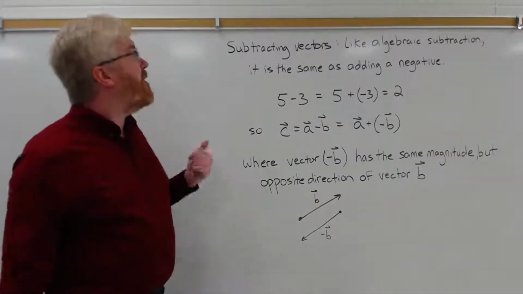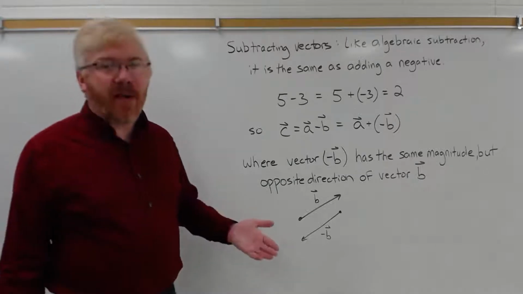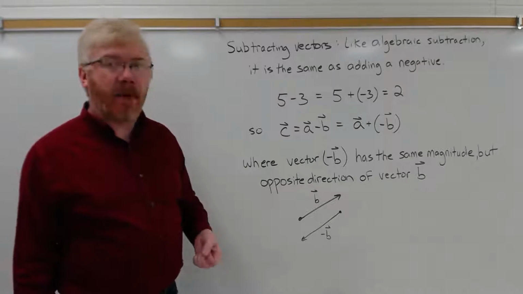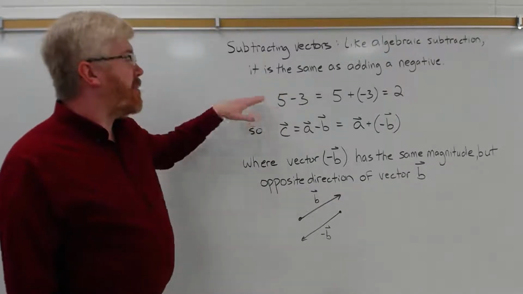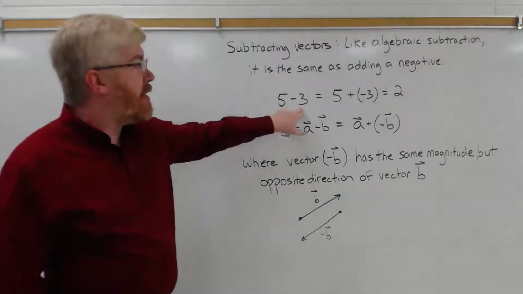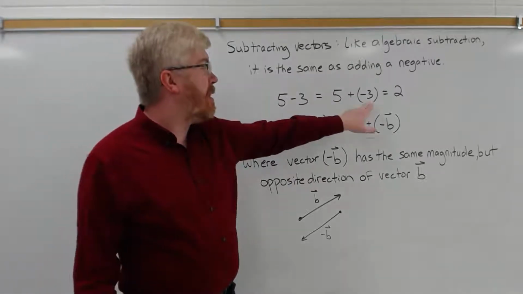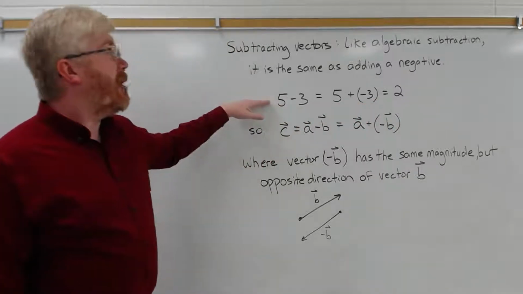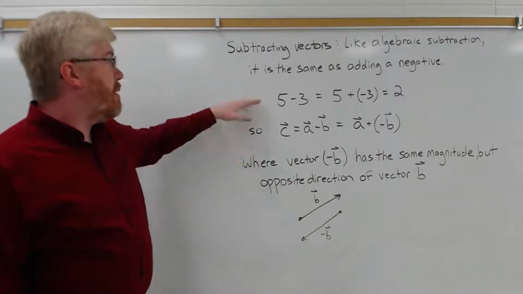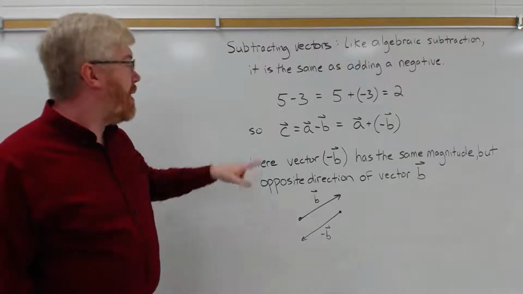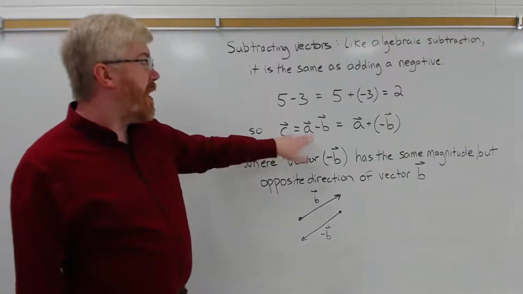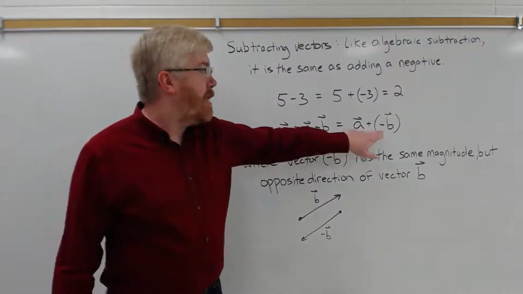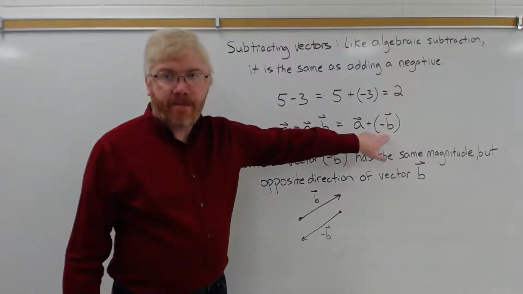Now we've talked about graphically adding vectors. What about subtracting vectors? Well, like algebraic subtraction, it's just addition of a negative number. Just like 5 minus 3, you can rewrite that as 5 plus a negative 3, which is equal to 2. So these are algebraically the same. So if vector C is vector A minus B, it's the same as adding A to vector negative B.